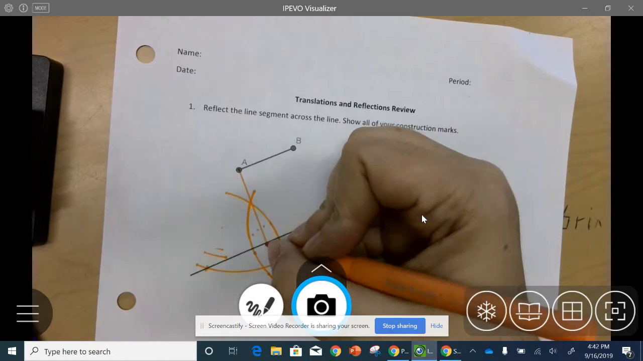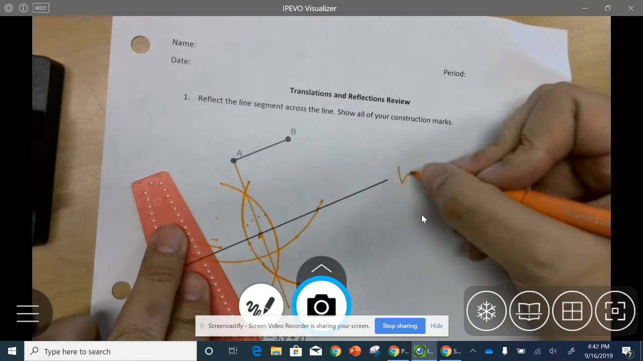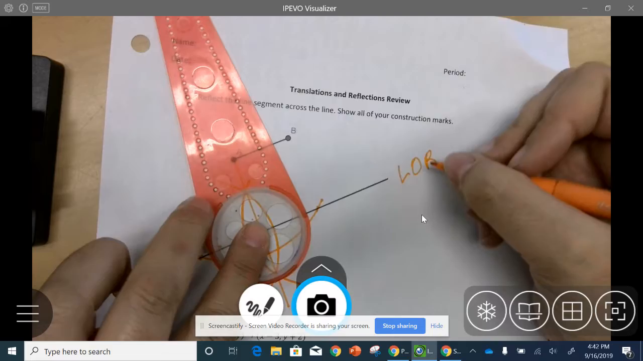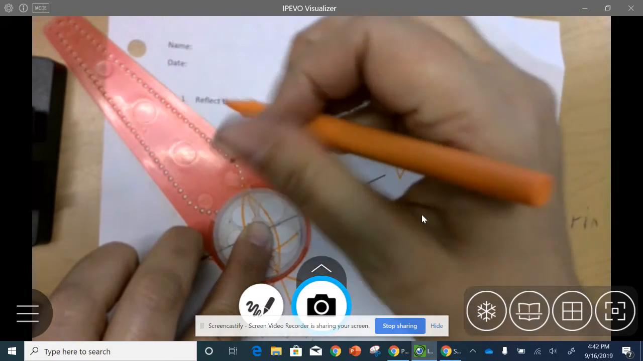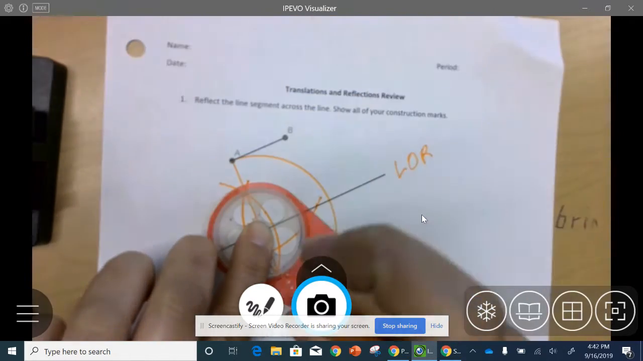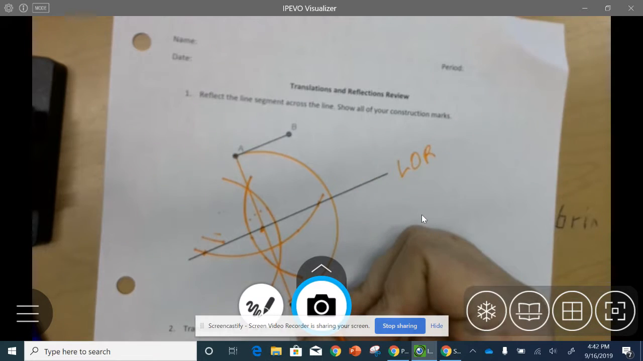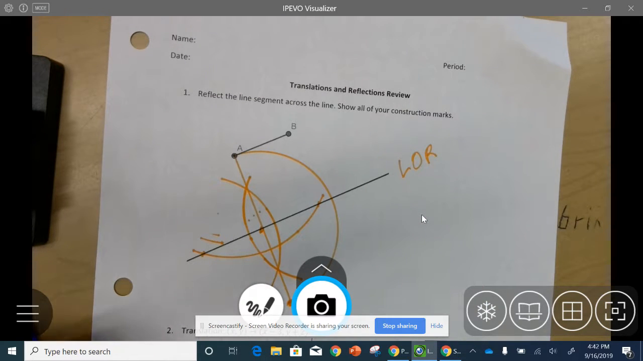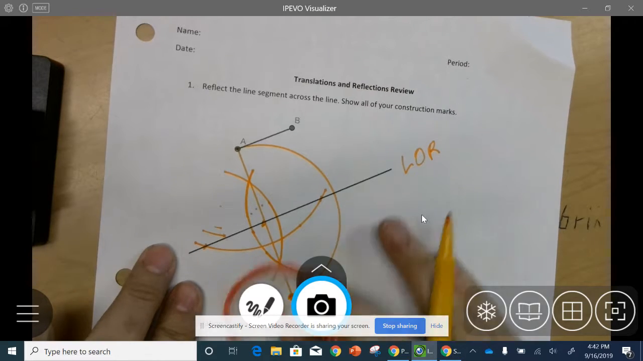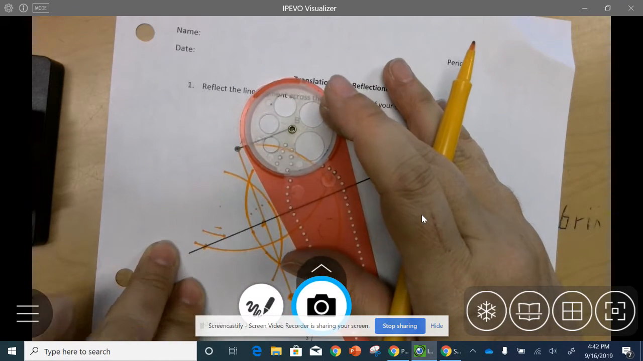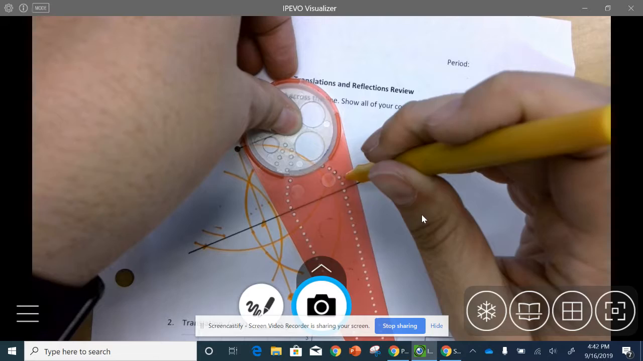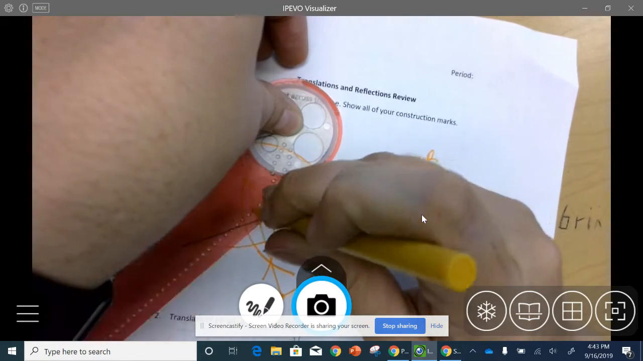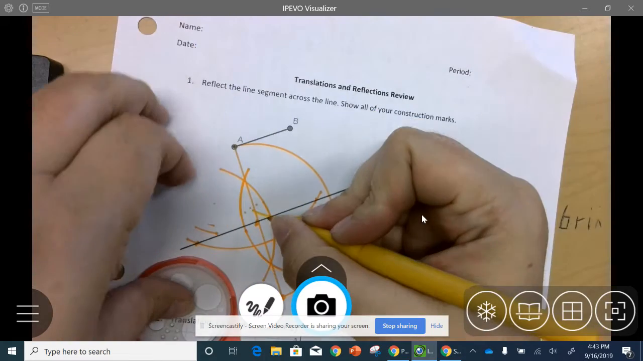So I bisect it. I put my compass on the line of reflection, and I reflect it over. So I line it up with A. We're going to go across. Where it intersects is going to become A prime, and then I do the same thing with B. So I put my compass on B. I make my smile. And I make my smile. And it's okay if it overlaps.